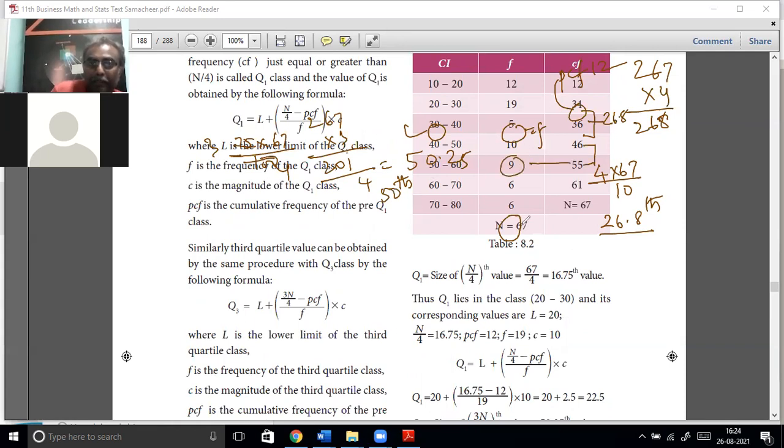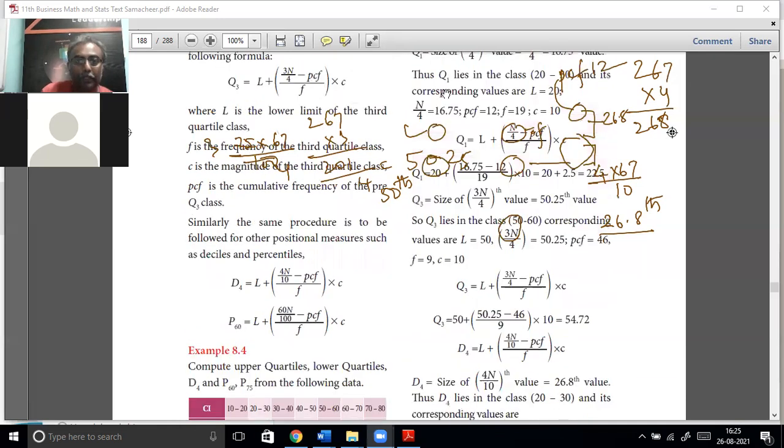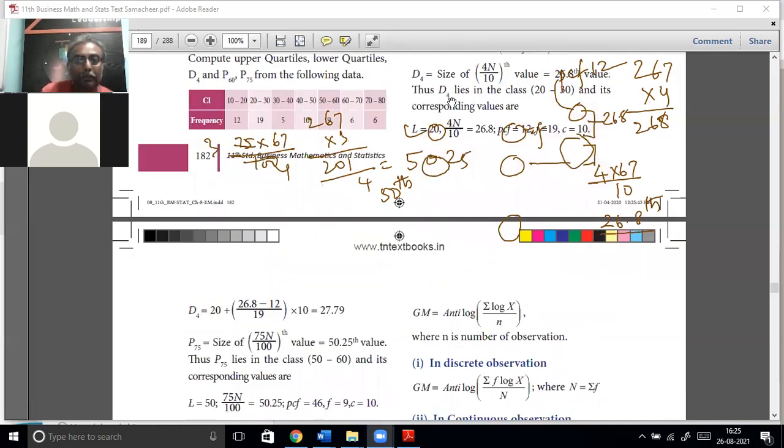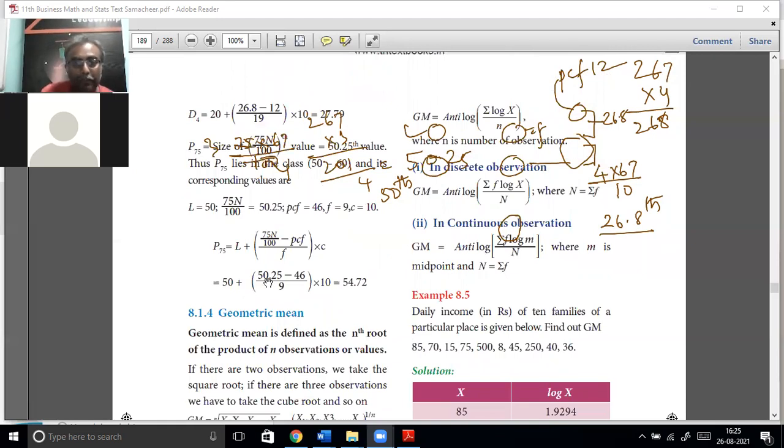So F is 9, L is 50, and PCF is 46. So you come back here. You get 50.25, already found out. 9 is frequency, 46 is PCF, and 50 is L. So you calculate that: 50.25 minus 46 is 4.25, by 9 into 10. So 4.72, 50 plus 4.72 will come. That is 54.72. That's how you find out. P75 is equal to 54.72.